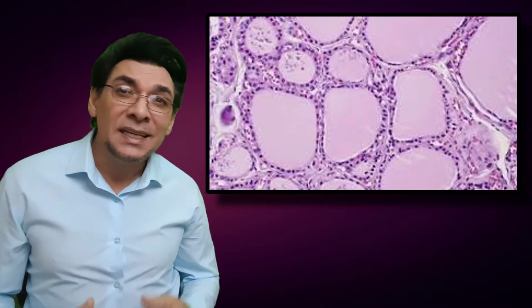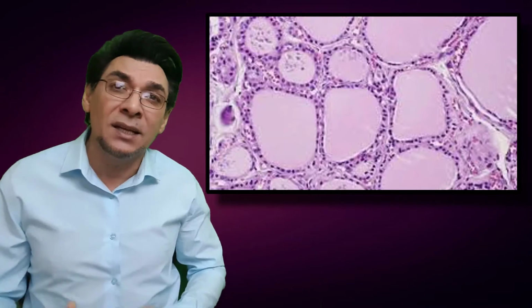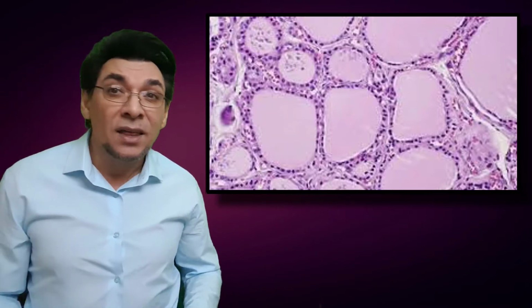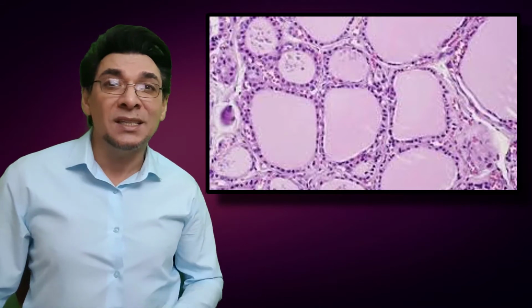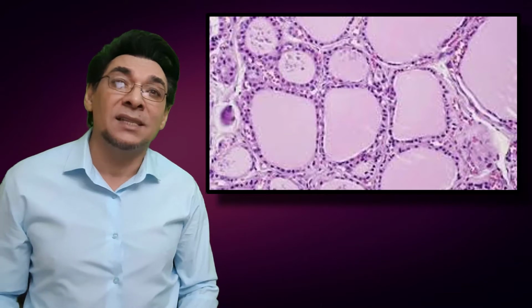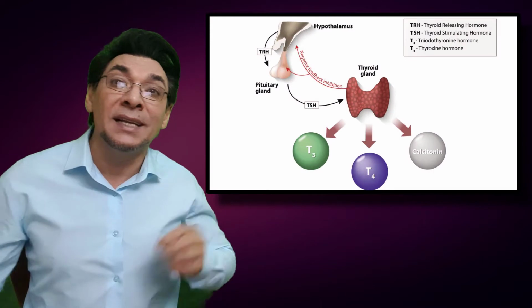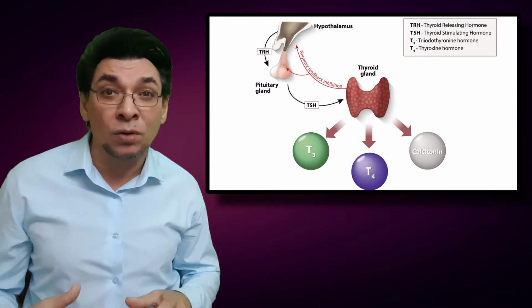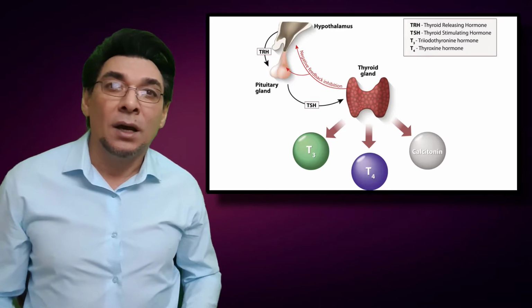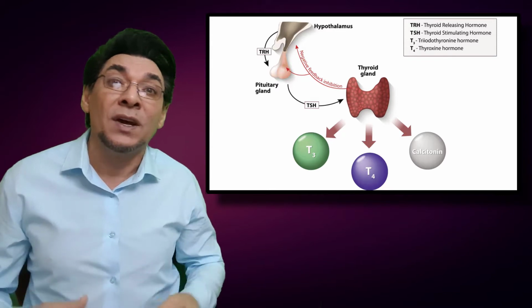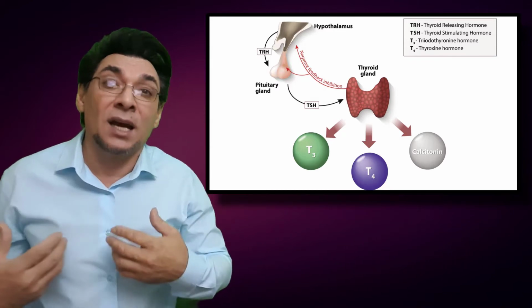Thyroid hormone secretion is regulated by hormones from the hypothalamus and pituitary. The hypothalamus secretes TSH-releasing hormone, also known as TRH, which travels to the anterior pituitary and stimulates the secretion of thyroid-stimulating hormone, TSH. In turn, TSH stimulates the secretion of thyroid hormones from the thyroid gland.